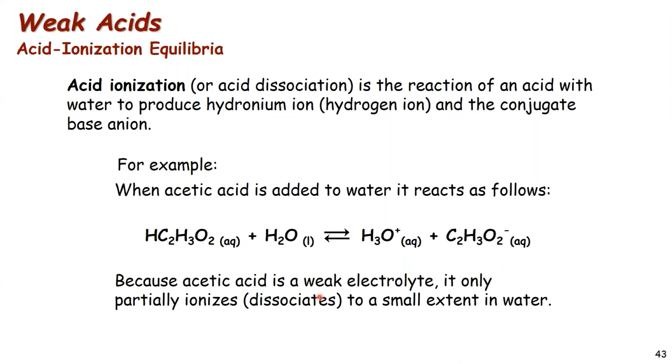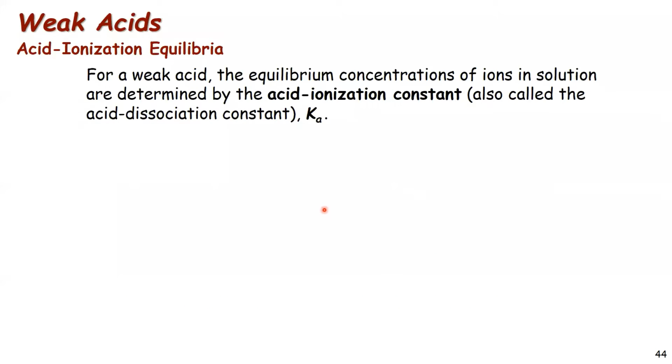Now, because acetic acid is a weak electrolyte, like I said, only a very small portion of it actually ionizes, and I'll show you that at some point. Again, because this is simply an equilibrium, we're going to have an equilibrium constant, and we're going to call it the acid ionization constant. So instead of just K, we're going to call it Ka. So this is our acid ionization constant.